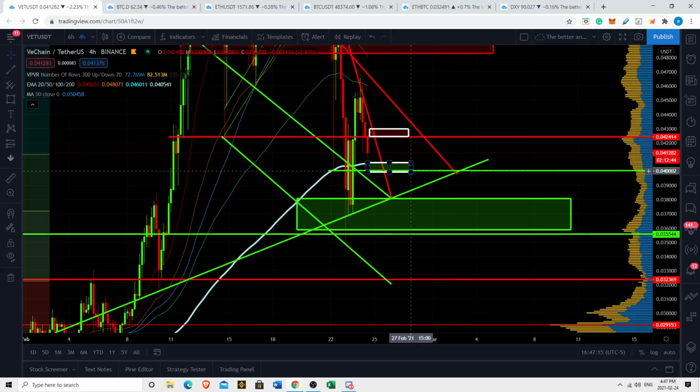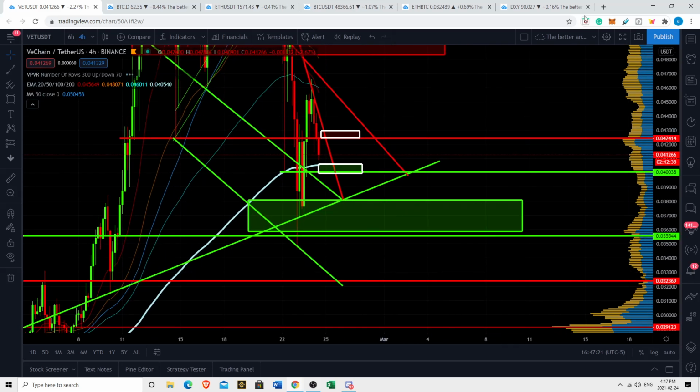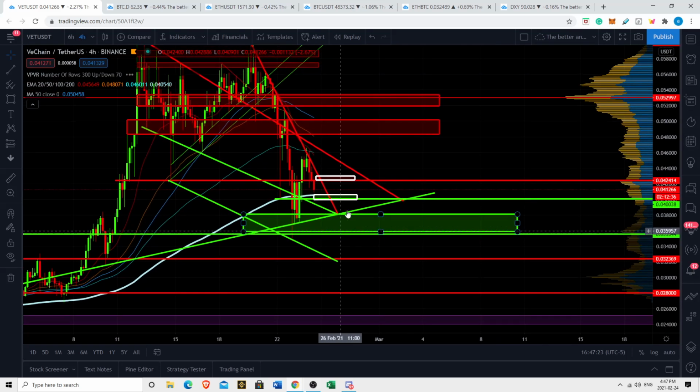Sure, we could break down below these key support levels, maybe mess around, retest the 355 area again, and maybe only then break out bullishly. Something like that is definitely possible.